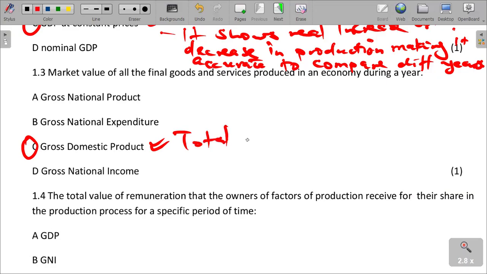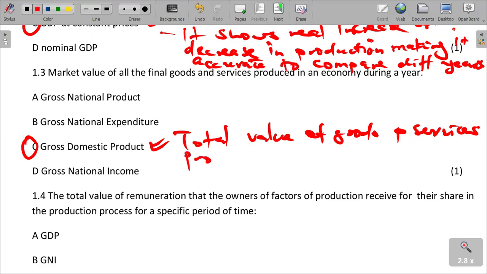Total value of goods and services produced within a country, produced in a country over a period of a year.